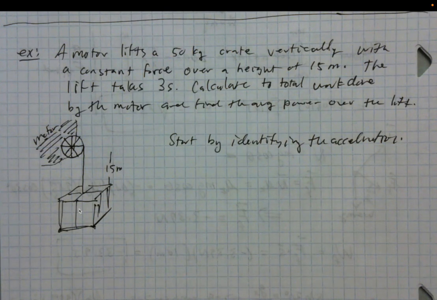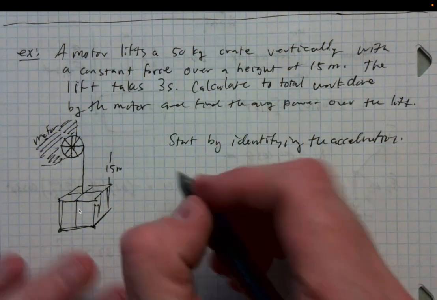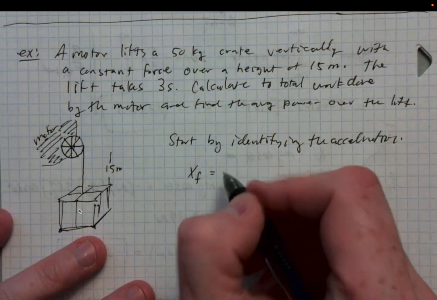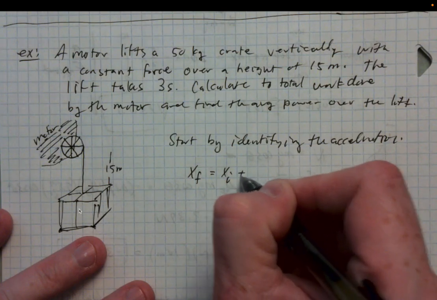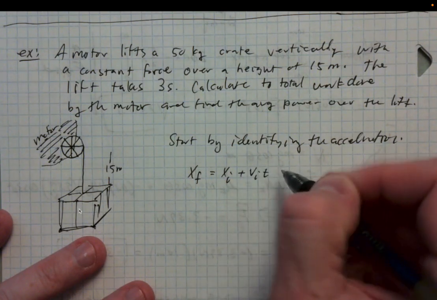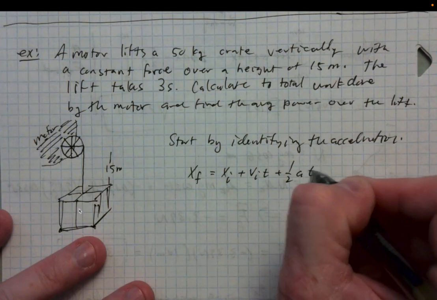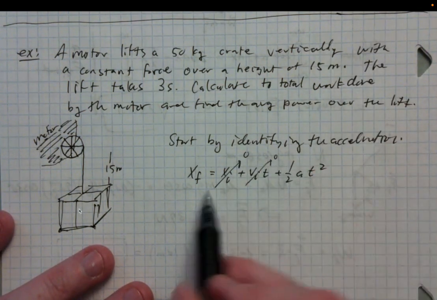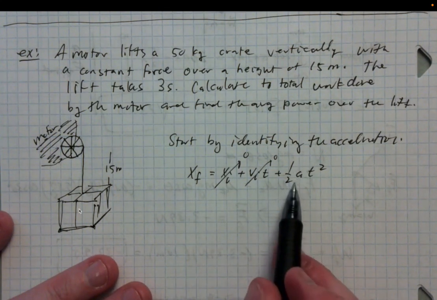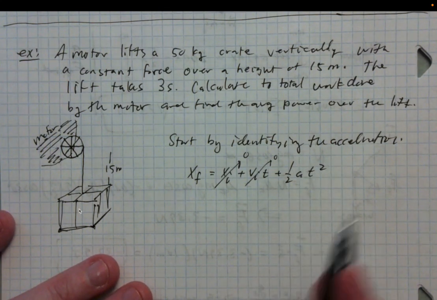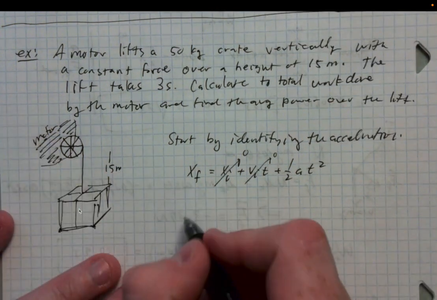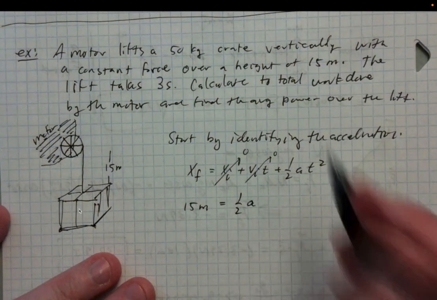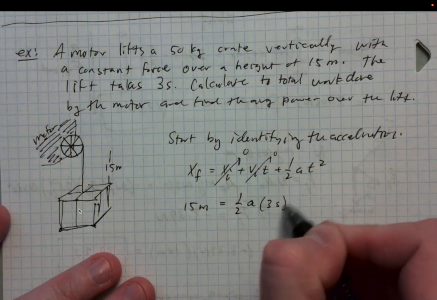Okay, and so how would we do that? Well, if you think back to our kinematics, we had this equation x of f, the final position, equals the initial position plus the initial velocity times time plus 1/2 at squared. In our case, the initial position is 0 and the initial velocity is 0, so the final position is equal to 1/2 acceleration times the time squared. So we have those quantities. We could say 15 meters is equal to 1/2 a times the time, which is 3 seconds, squared.